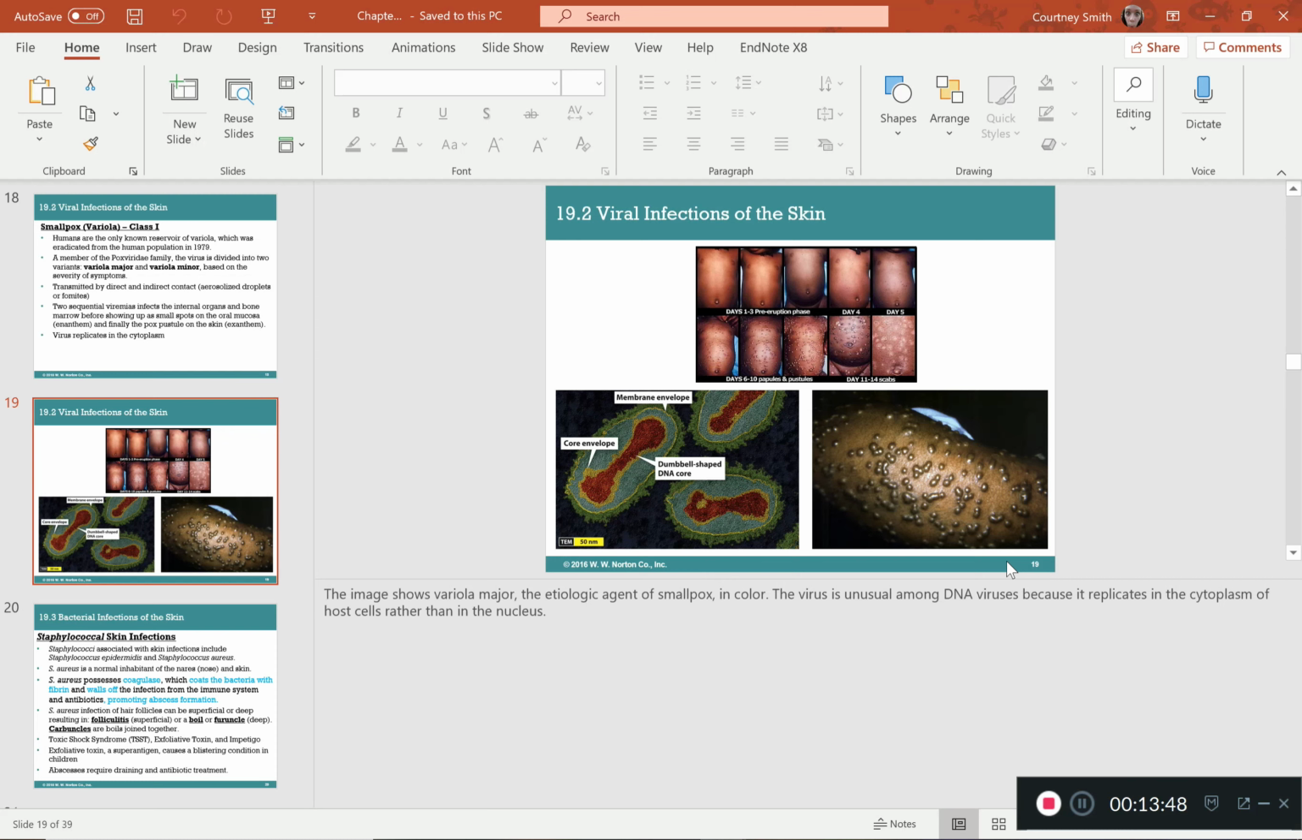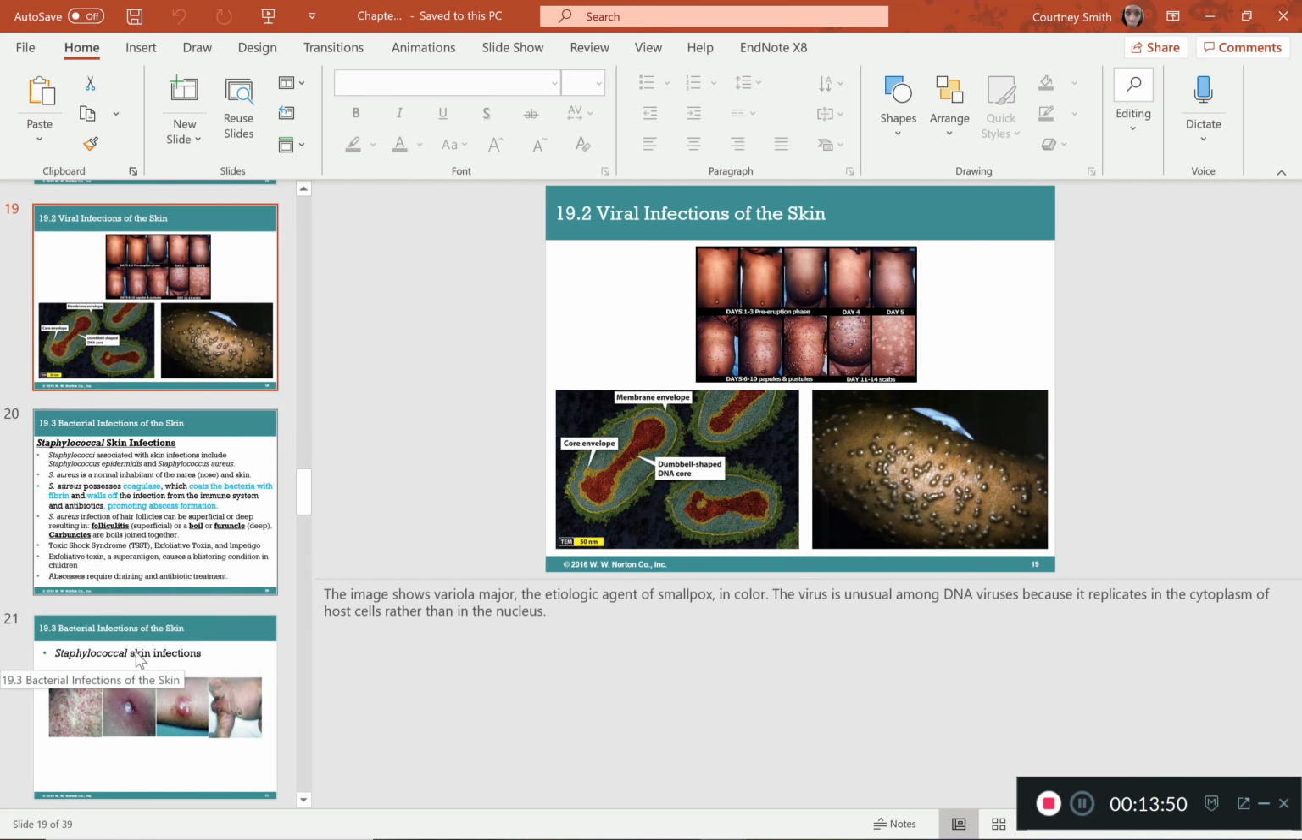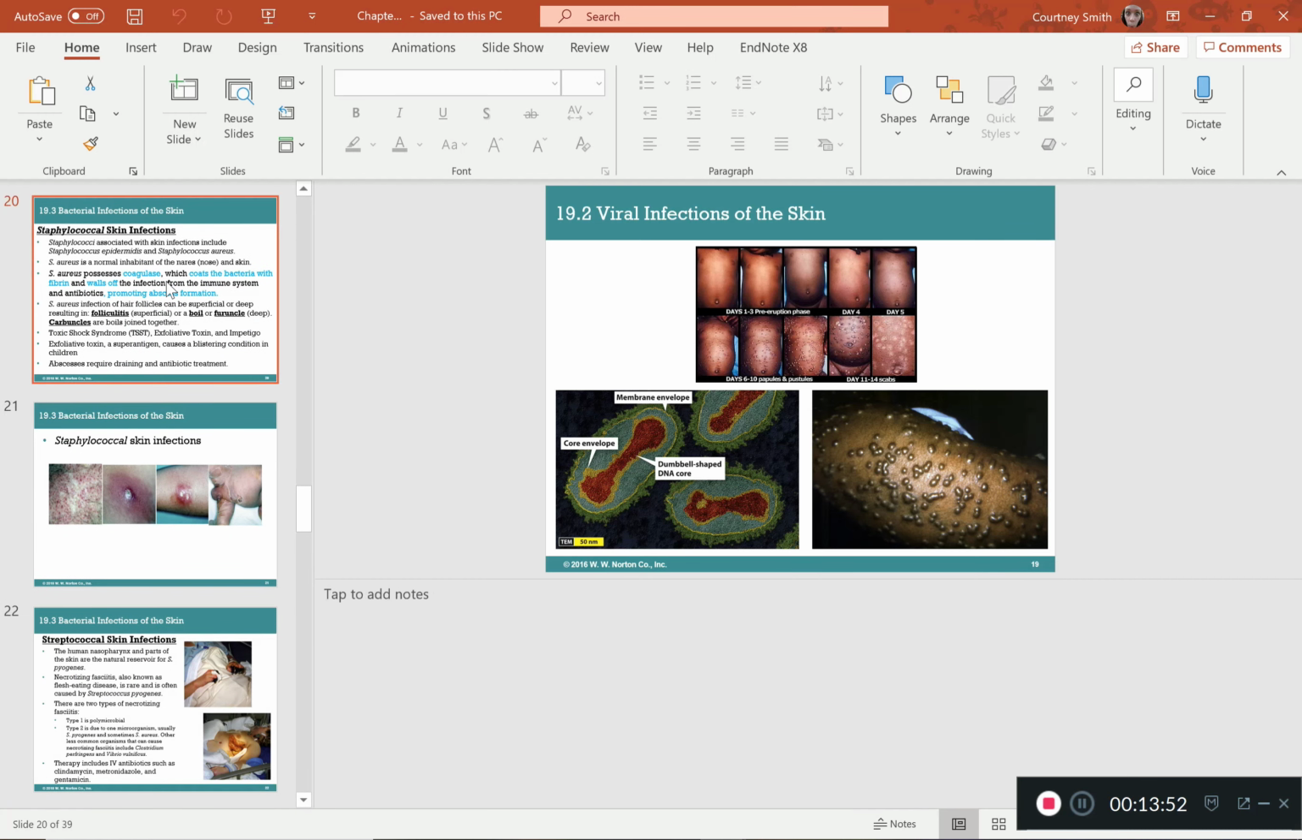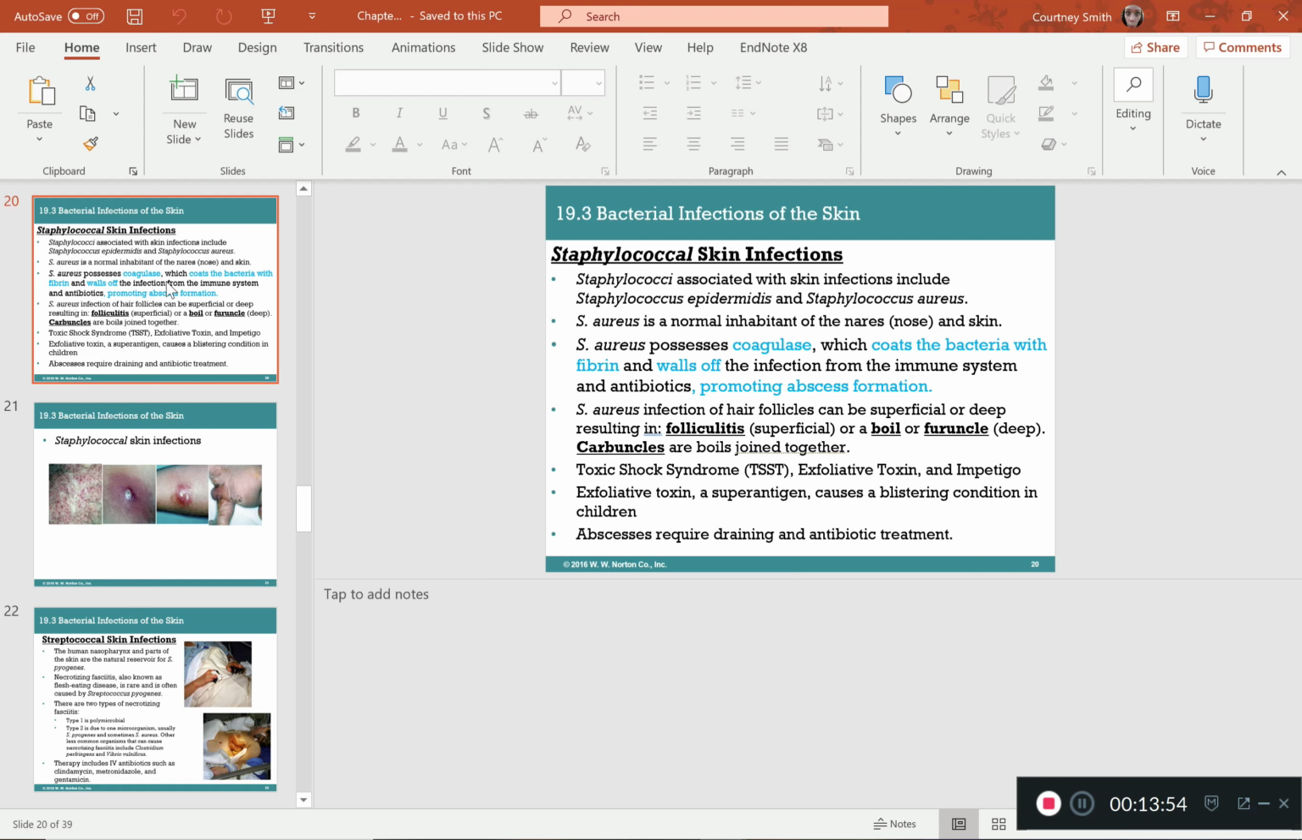Okay, so let's go ahead and go into skin infections. So we have staph and we have some strep. Oh, no, so sorry guys. I don't know why I'm yawning so much.